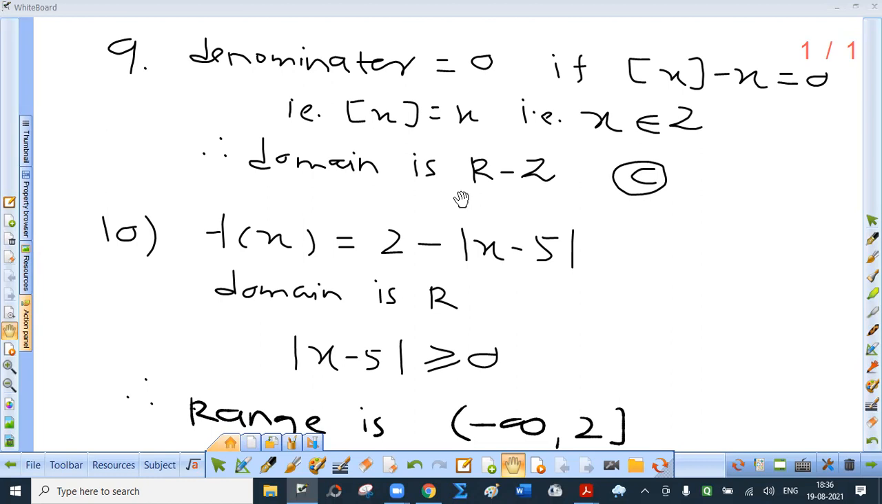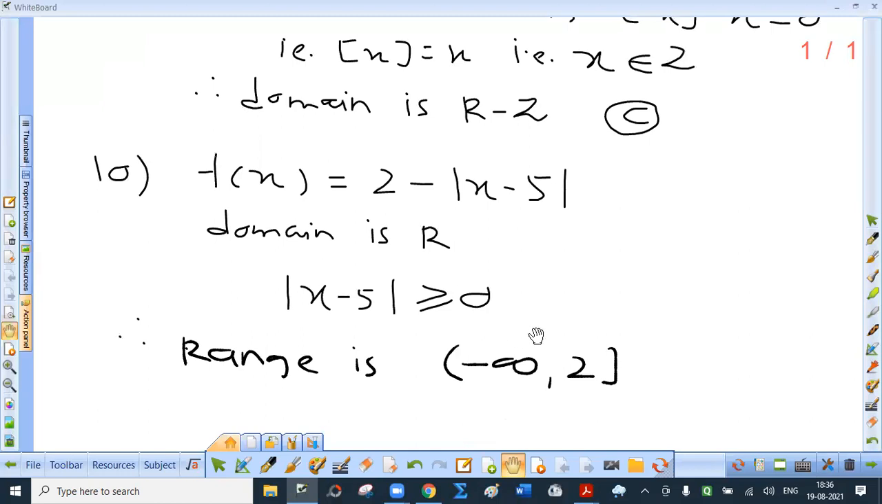Now use common sense. See, this is modulus, right? So the minimum value equal to 0 and maximum value is infinity. So for range, first we have to state the minimum. Now 2 minus infinity is minus infinity. So this is the minimum value. And for maximum value of 2 minus, this has to be minimum. Minimum is 0. 2 minus 0 is 2. And therefore, range is semi-closed interval minus infinity to 2. So the correct option is B, Bombay.